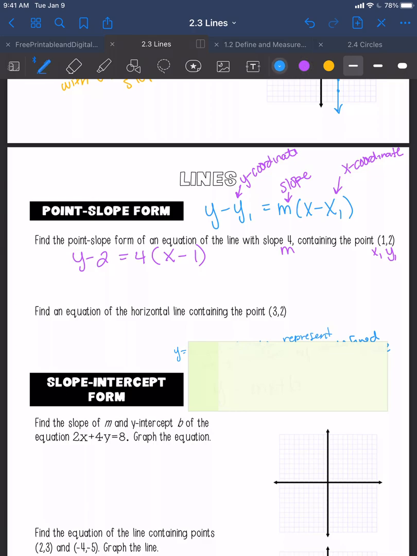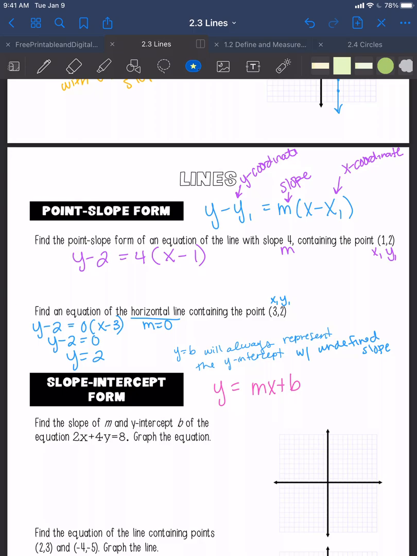Next here it says find an equation of the horizontal line containing the point 3, 2. So we have a point, x1, y1. There's no slope directly given to us, but it tells us it's a horizontal line. So that means our slope is 0. So if I plug that in, I'm going to have y minus 2 equals 0 times x minus 3. I am going to simplify this just to show you something. Y minus 2 equals 0. So y equals 2.